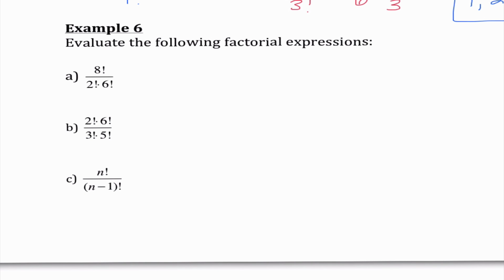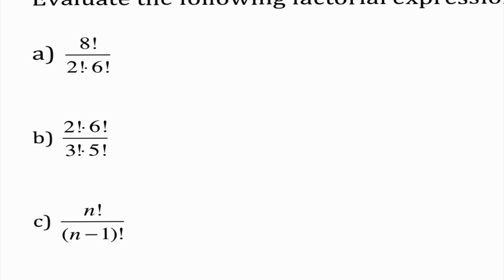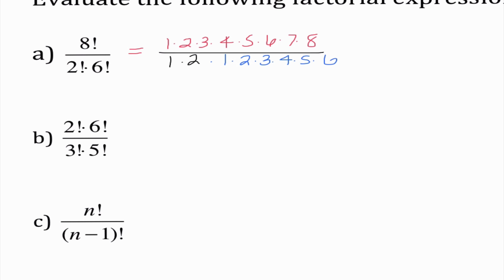The last thing we're going to do here is example 6, and it's evaluating the following factorial expressions. The reason why I want to go through this, obviously we can put this in our calculator, but often we can see some shortcuts. So I'm going to write everything out here, but hopefully we can see where we could skip some steps. I know 8 factorial is 1 times 2 times 3 times 4 times 5 times 6 times 7 times 8. Over 2 factorial is 1 times 2. 6 factorial is 1 times 2 times 3 times 4 times 5 times 6.